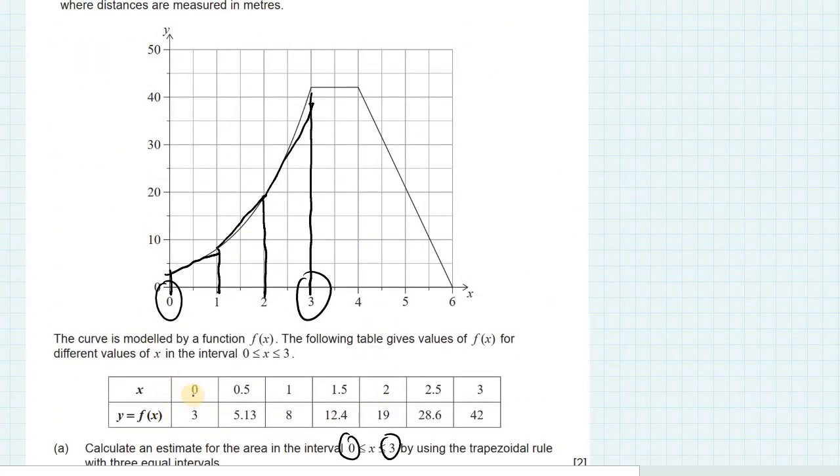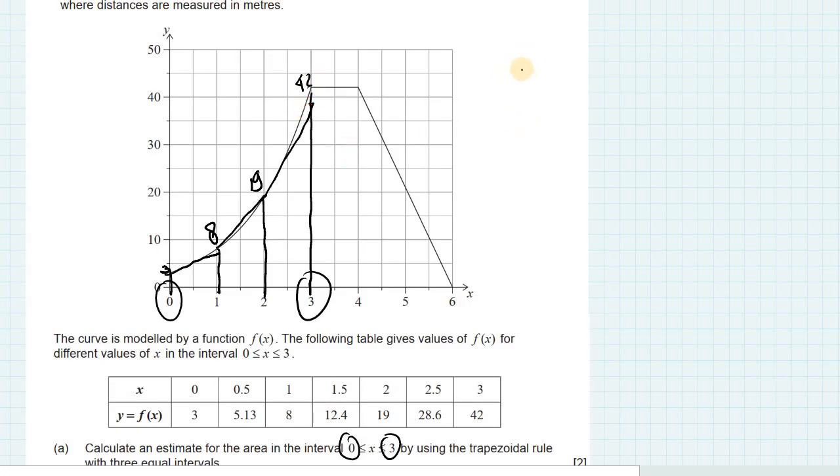Let's write it down here. When x is 0, the height is 3. Oh, sorry, we do not need x equals 0.5, my bad. When x is 1, the height is 8. When x is 2, the height is 19. And when x is 3, the height is 42.